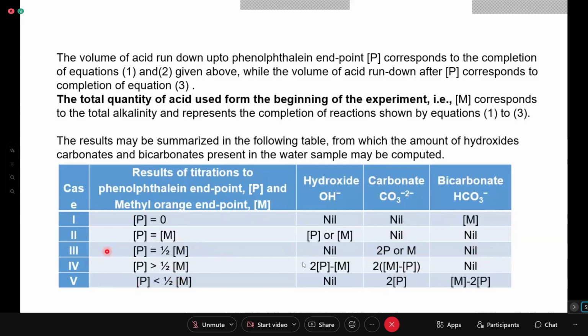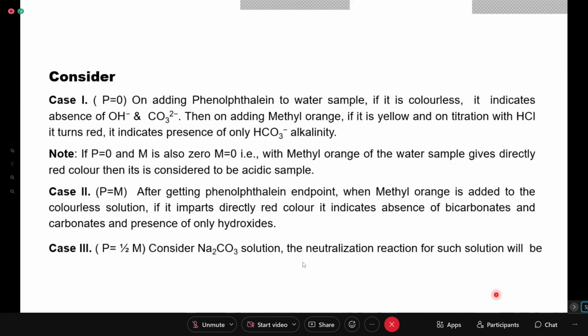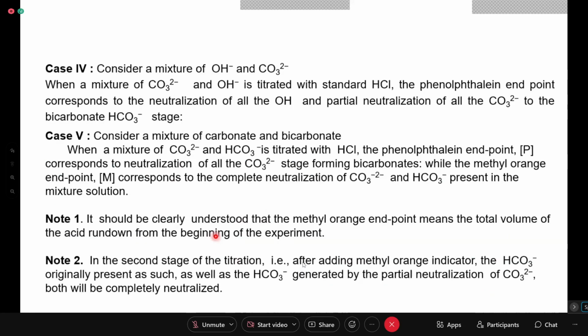Now, when hydroxide is there along with carbonate, the P value will be greater than half M, and in that case, 2P minus M will be hydroxide, and twice M minus P will be carbonate. There is no bicarbonate in that sample. If your P value is less than half M, then hydroxide is nil, carbonate is 2P, and bicarbonate is M minus 2P. Okay, so these are the different cases. Just now I told you one of the cases.